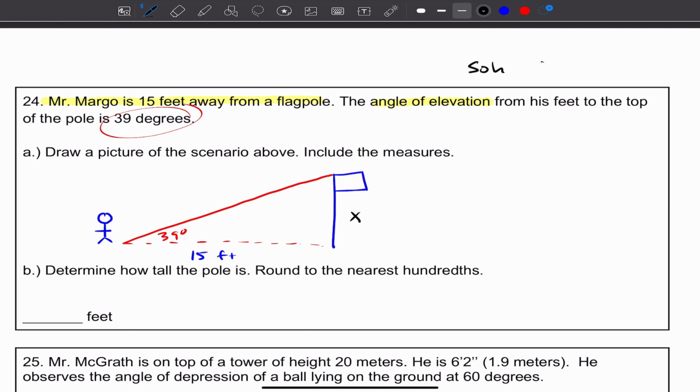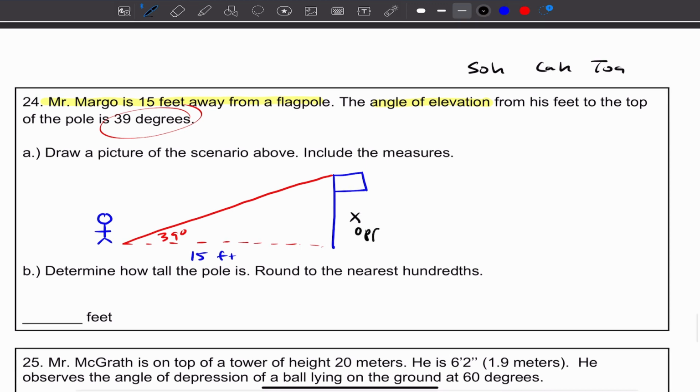So I write SOHCAHTOA up top. I see that I have, what do I have here? I have my opposite side. This is my adjacent side, and this is my hypotenuse. Notice that the opposite side and the adjacent side are given. So that means I'm going to apply tangent.